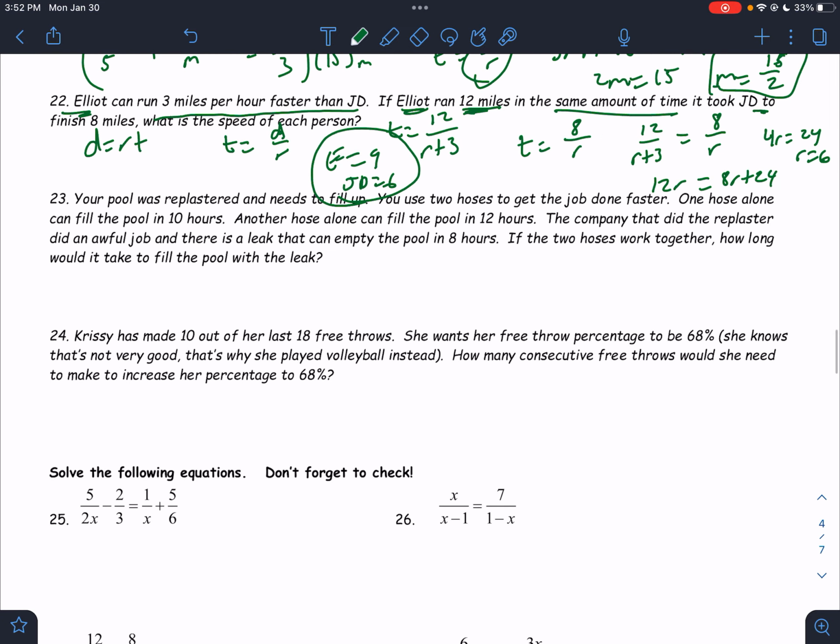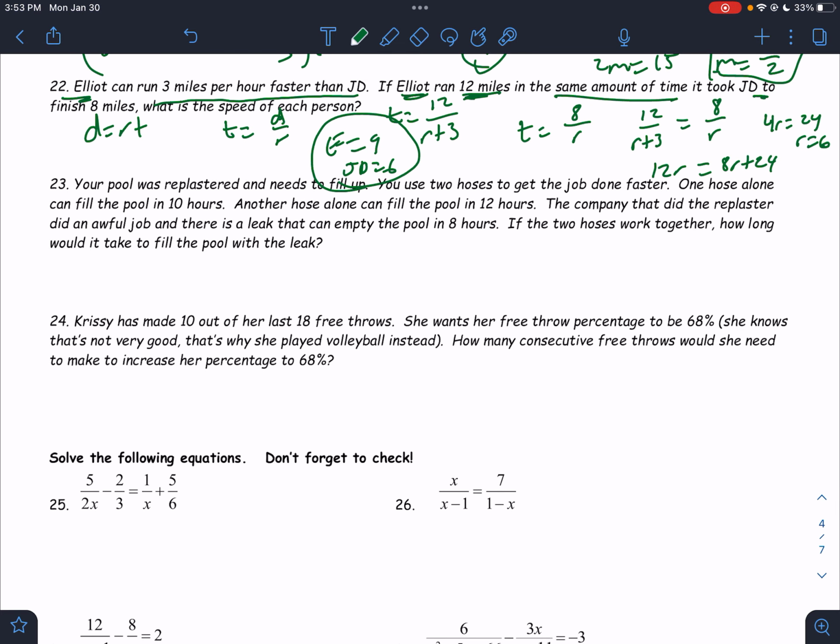Your pool was replastered and needs to fill up. You use 2 hoses to get the job done faster. 1 hose alone can fill the job in 10 hours. Another hose can fill the job in 12 hours. The company that did the replaster did an awful job. There's a leak that can empty it in 8 hours. Oh no. If the 2 hoses work together, how long would it take with the leak?